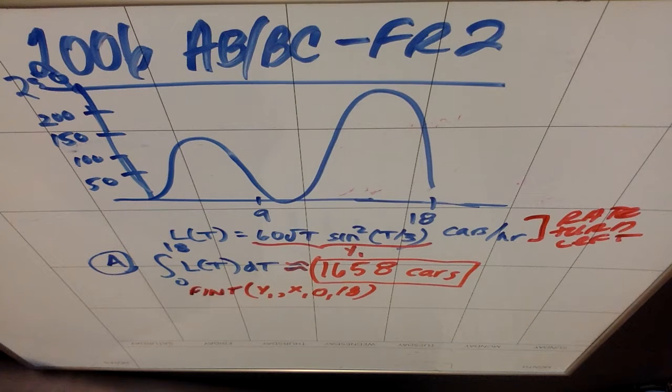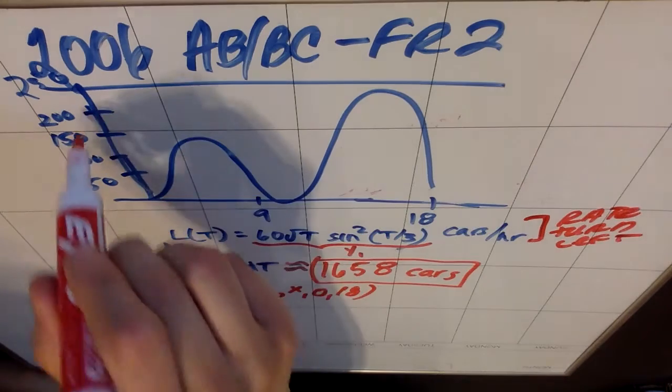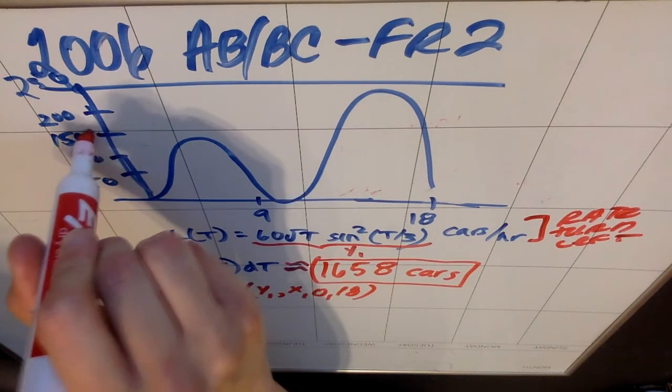Part B, traffic engineers will consider turn restrictions when L of t is greater than 150 cars per hour. Find all values of t for which L of t is greater than 150. Compute the average value of L over this time interval and indicate units of measure. Okay, so the thing is, and again, this is a really crappy version of this graph, but here's 150.